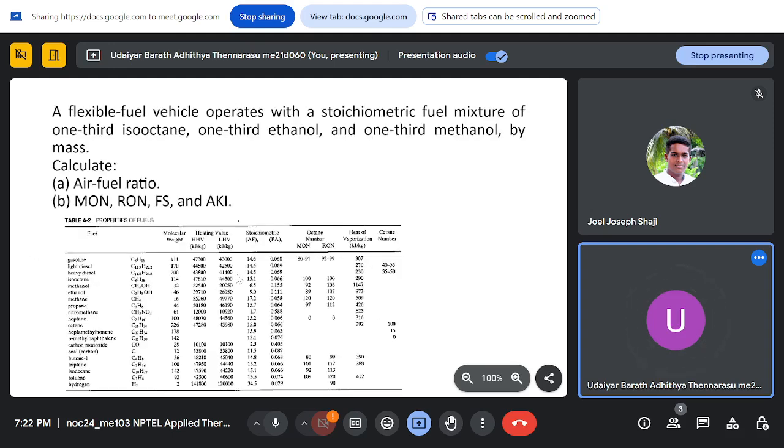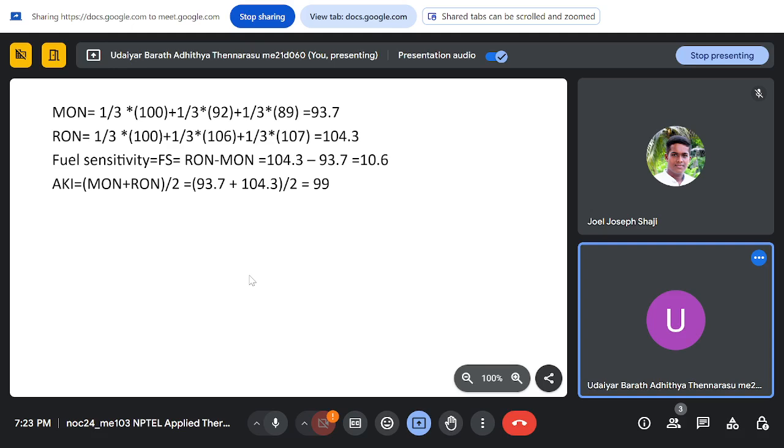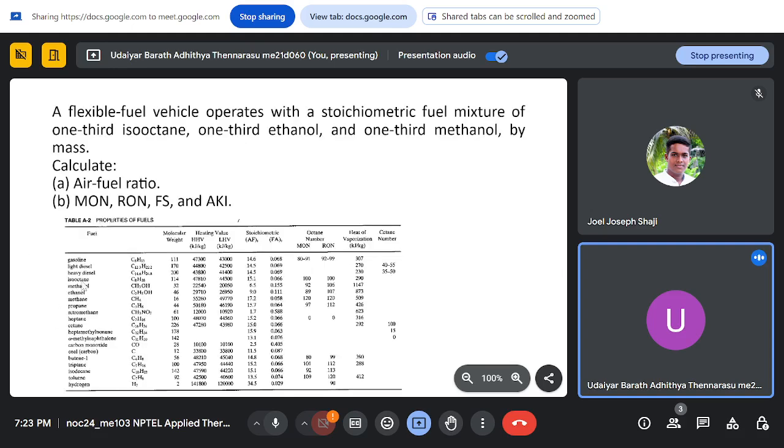Okay. So with that, we move on to the last problem. A flexible fuel vehicle operates with a stoichiometric fuel mixture of 1/3 isooctane, 1/3 ethanol, and 1/3 methanol by mass. So for this we need to find out the air fuel ratio, your MON, RON, and, sorry, I forgot this abbreviation, it's for octane number.